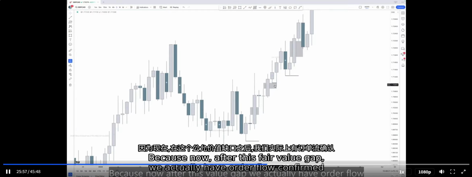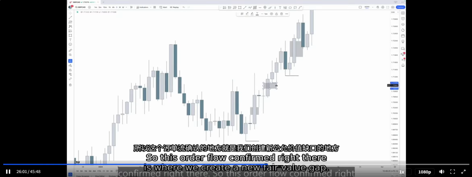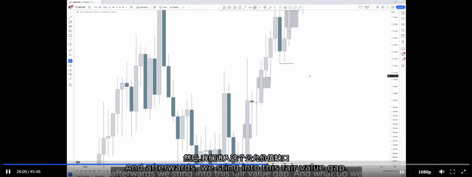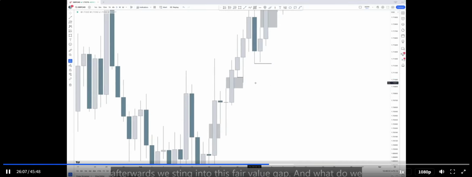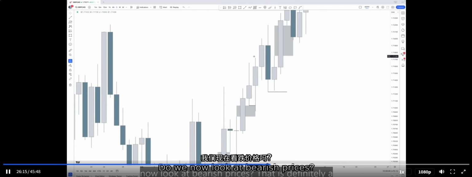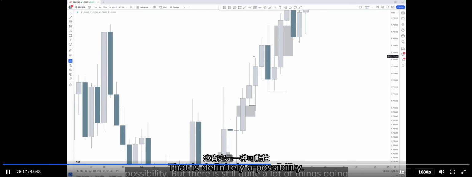Because now, after this fair value gap, we actually have order flow confirmed right there. So this order flow confirmed right there is where we create a new fair value gap. And afterwards, we tap into this fair value gap, and what do we see? We do not create a new fair value gap higher off of that. All right, what do we do at that moment in time? Do we now look at bearish prices? That is definitely a possibility.